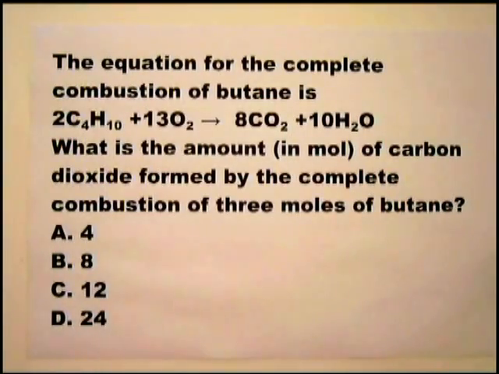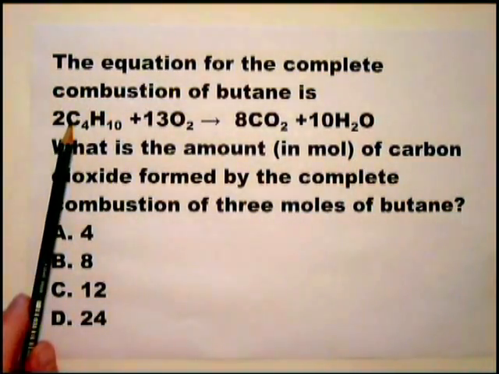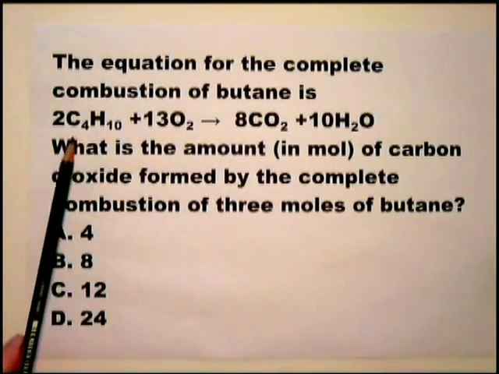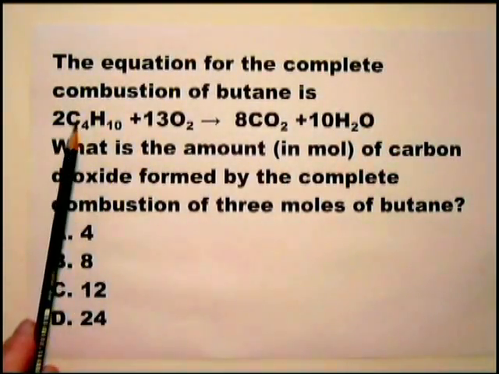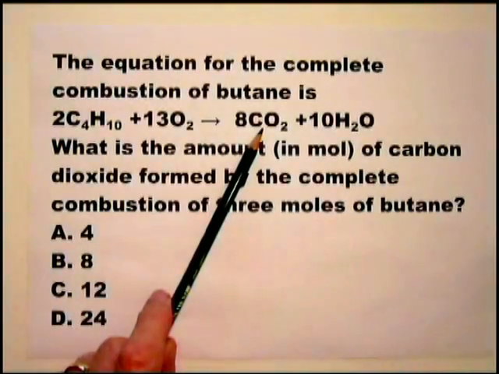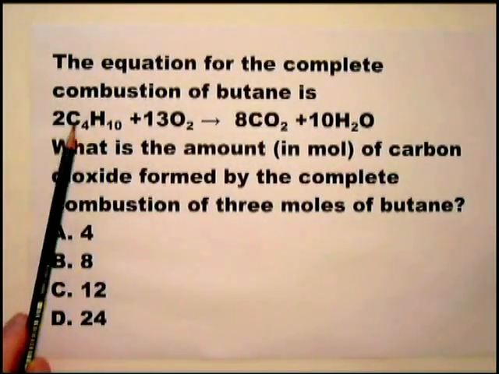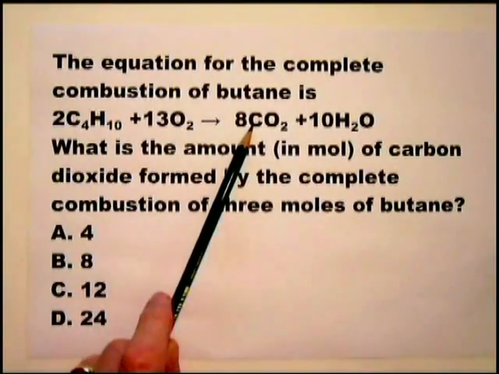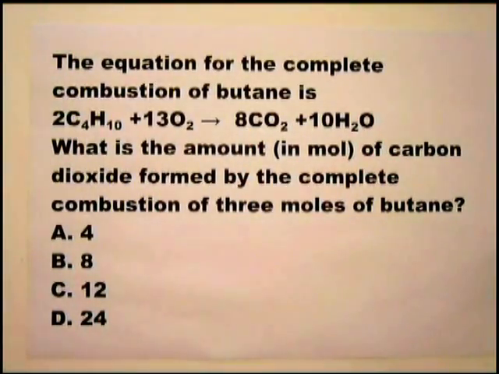Essentially they're asking, what's the amount in moles of carbon dioxide formed by the complete combustion of 3 moles of butane? The equation tells you 2 moles of butane gives 8 moles of carbon dioxide. Therefore, 3 moles of butane will give you 12 moles of carbon dioxide. The answer is C, 12.